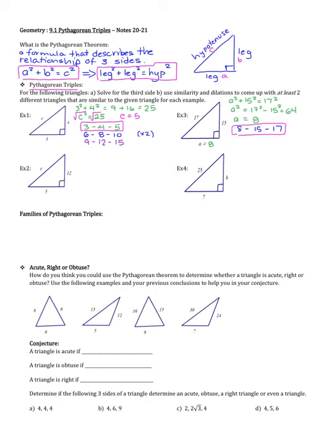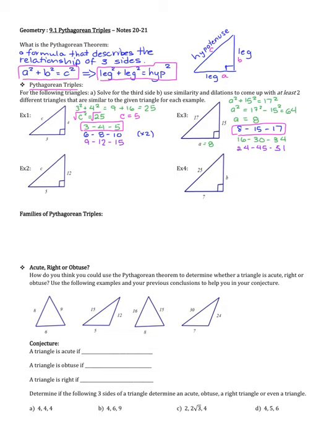And again, any multiple. So if I saw 16, 30, 34, that would also be a right triangle, and it would also be a Pythagorean triple. I could triple that and get 24, 45, 51. This isn't quite as common, but sometimes you'll recognize it. So again, any multiple of 8, 15, 17 will also give you a right triangle.